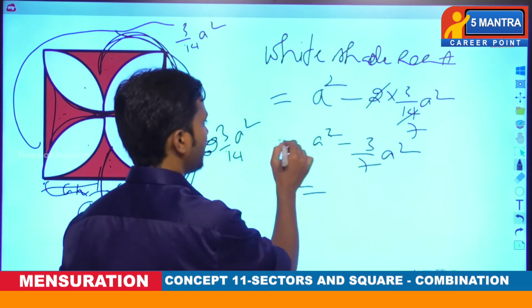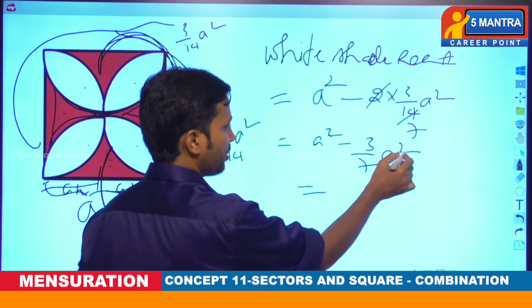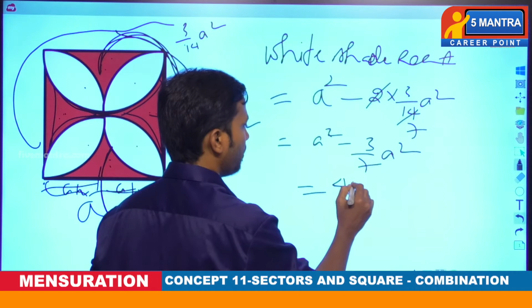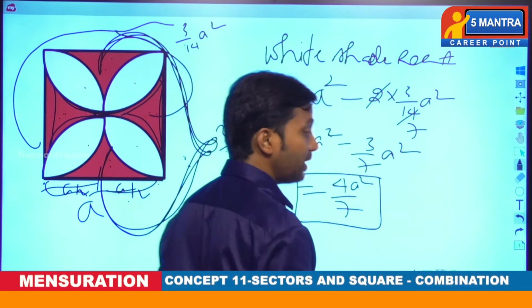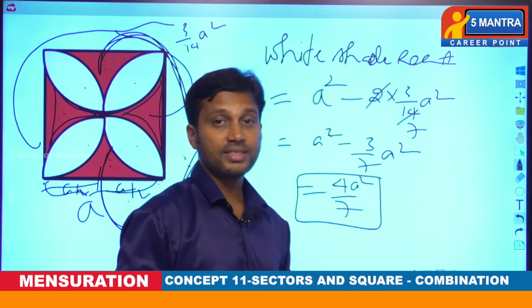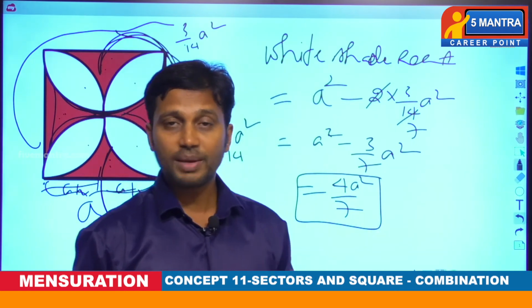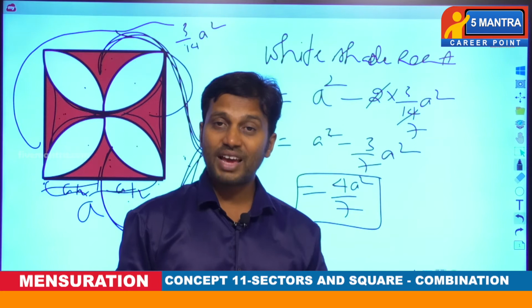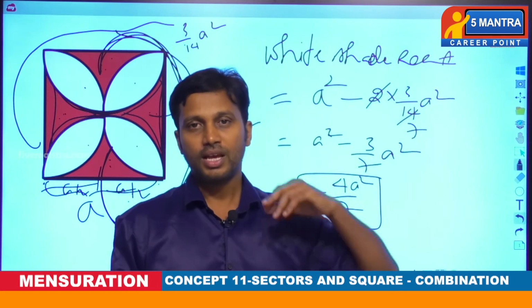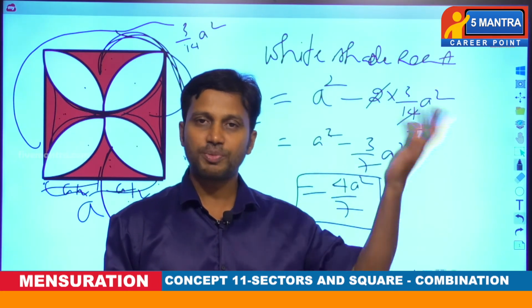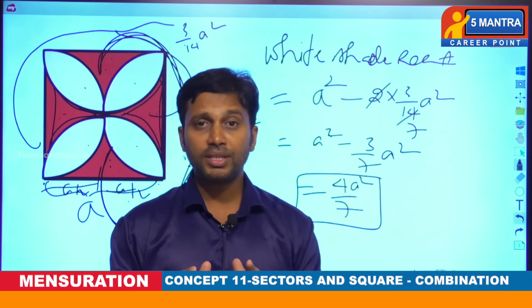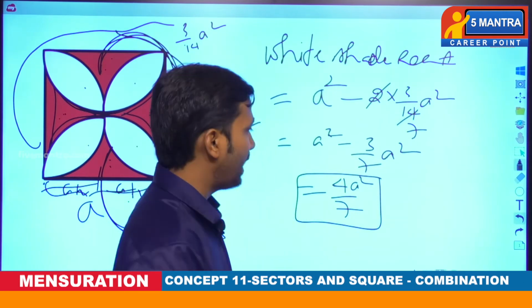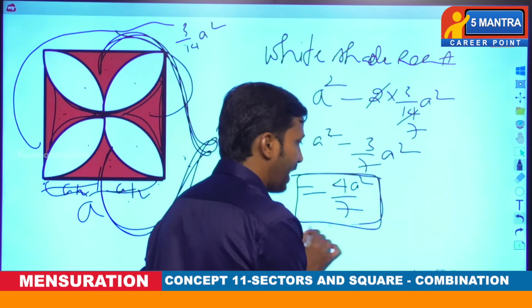So how much is that? 7A square minus 3A square, that would be 4A square by 7. Is this somehow better or not? If you want to do this type of analysis, you must have a grip over all the concepts. Otherwise you better do it in the first method. So this is one of the concepts in which we can get the answer of the shaded region.